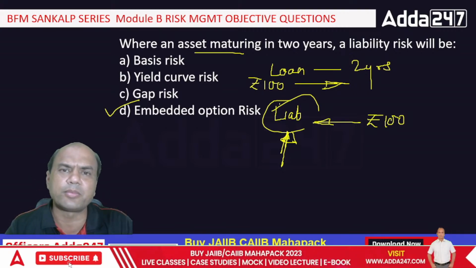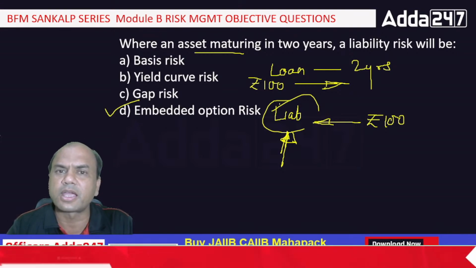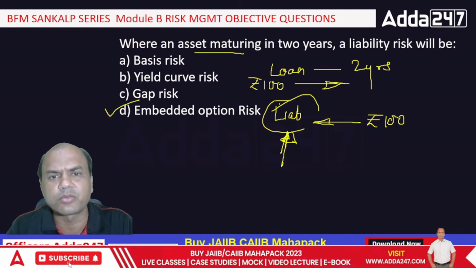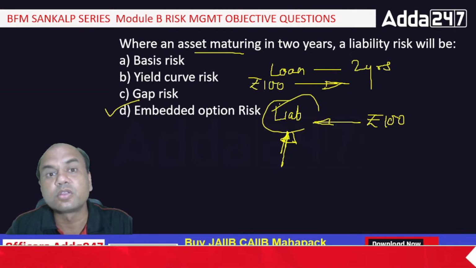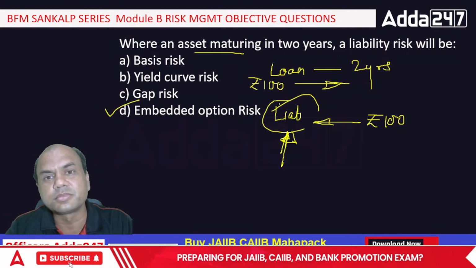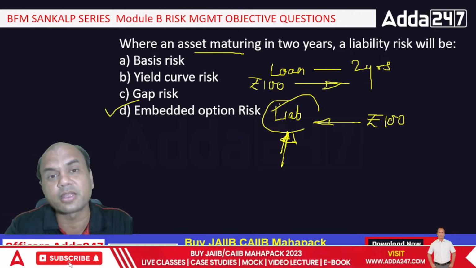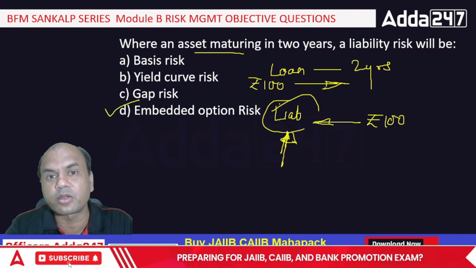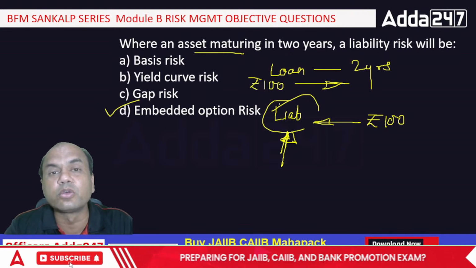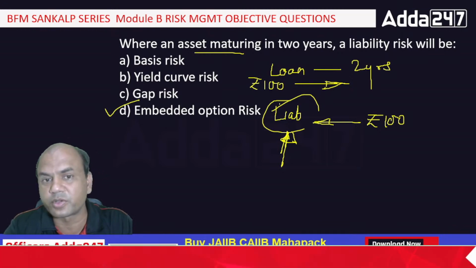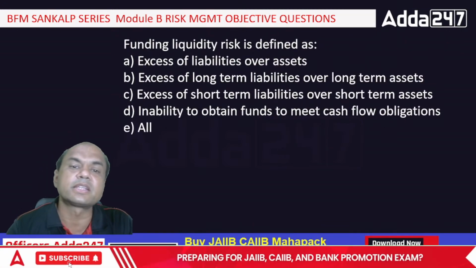Tomorrow, if I say I am a good customer of your branch, I come to your branch tomorrow morning and say, take this all, 1 crore loan which I am having. This is my 1 crore. I have got the money, and I am repaying it. So that is also an embedded option risk for the bank, because the bank is losing on the income, isn't it? So both of them are embedded option risk. Remember, embedded option is the ability of the loan borrower or the depositor to repay it back anytime. Okay. Funding liquidity risk is defined as what?